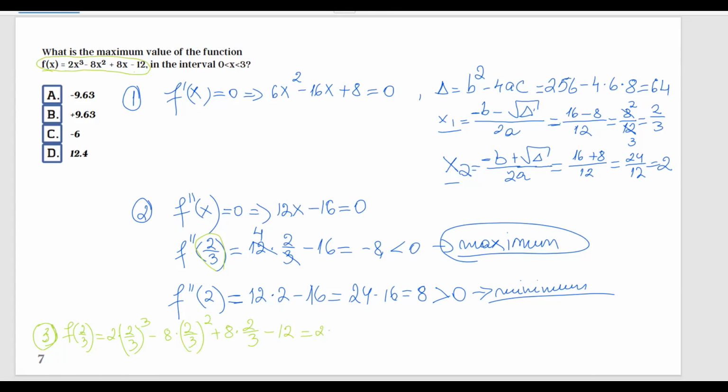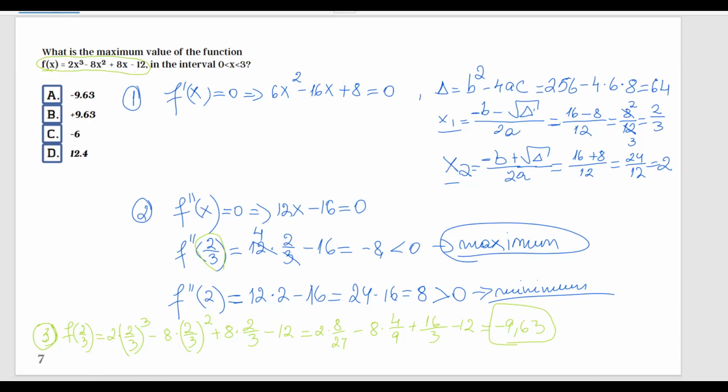2 multiplied by 2 to the power 3 is 8 divided by 3 to the power 3, which is 27, minus 8 multiplied by 4 over 9, plus this is 16 over 3, minus 12. Okay, let's see what we are getting here. You should get a value of minus 9.63. So minus 9.63 would be your maximum value of the function.